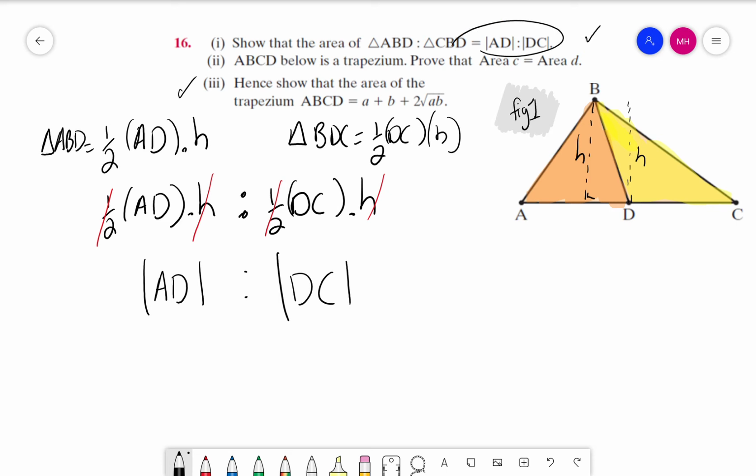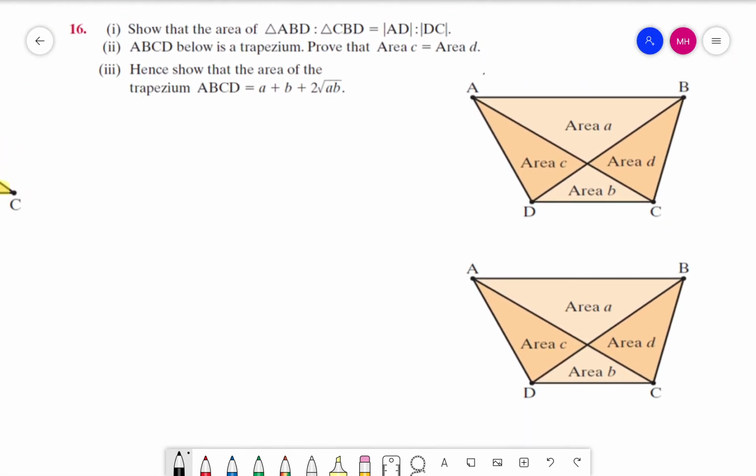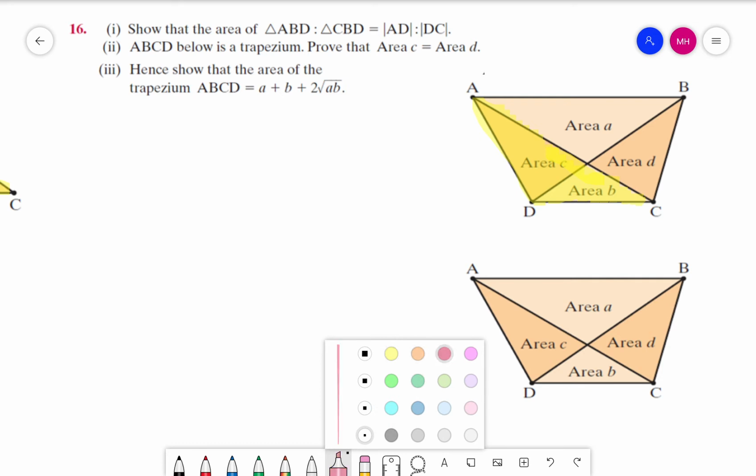Like I said, we'll come back to that when we're looking at the last part of the question. So the second part of the question says, show that ABCD below is a trapezium. Prove that area C equals area D. So I've got two triangles here, two trapeziums. So I can just highlight the triangles I'm talking about. There's triangle ADC, and the other triangle we're going to be dealing with is this triangle here.